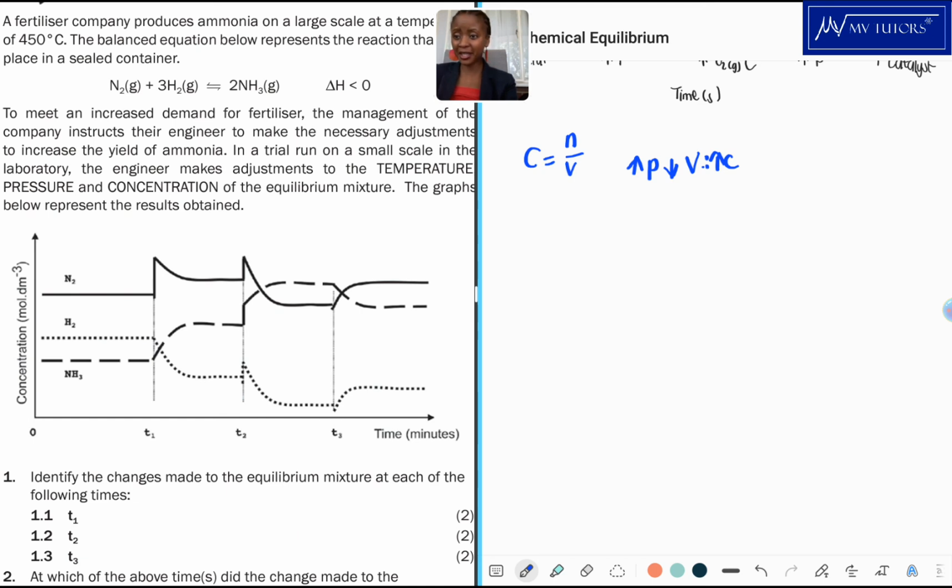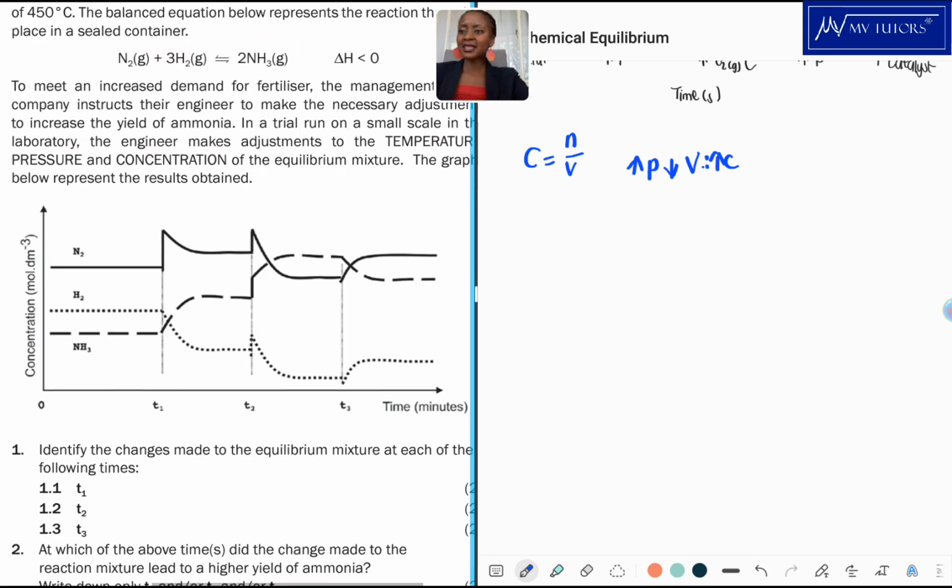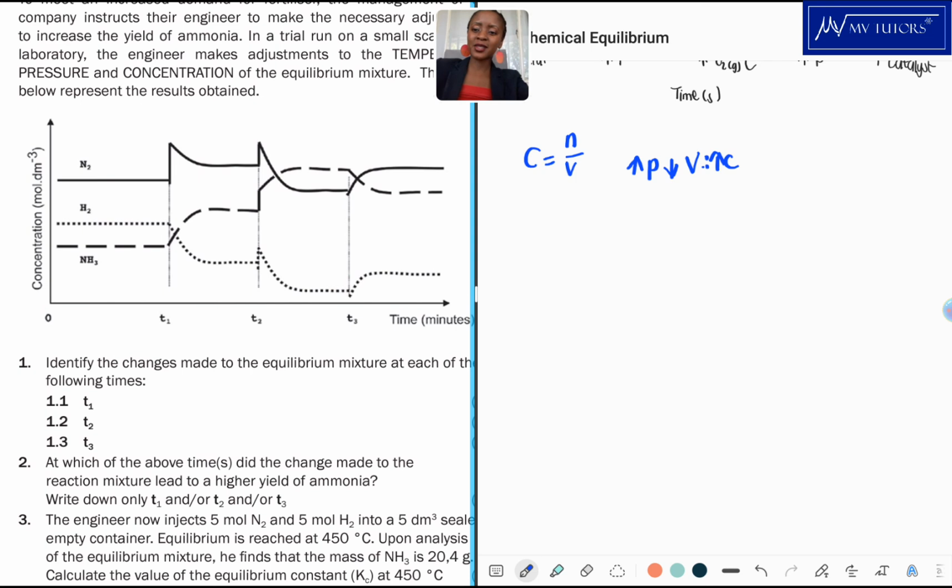So what happened here? I see that ammonia, which is the dashed line, decreases, but your reactants, nitrogen as well as hydrogen, are increased. Okay, so in that case, it would be endothermic. So there was an increase in temperature. All right, so after having scrutinized all of that, let us answer the questions.